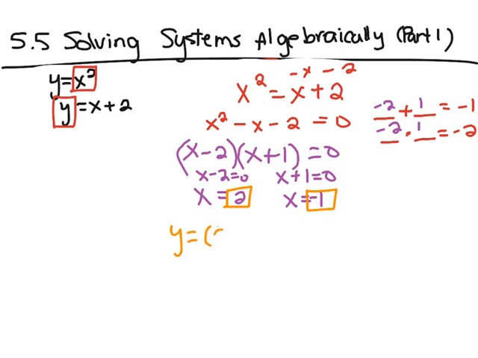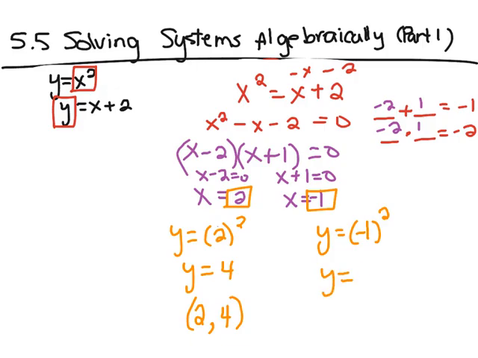So y equals 2 squared, so y equals 4. So for this point, our point will be (2, 4), so x equals 2, y equals 4. And for this point, we have y equals 1, so x is equal to negative 1, y is equal to positive 1.